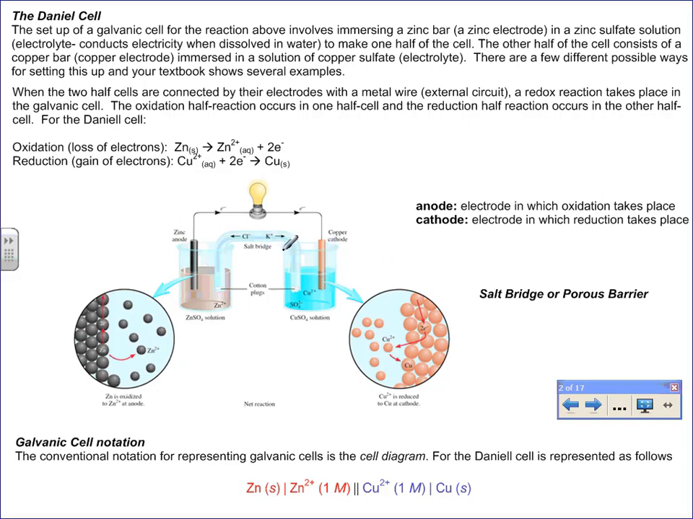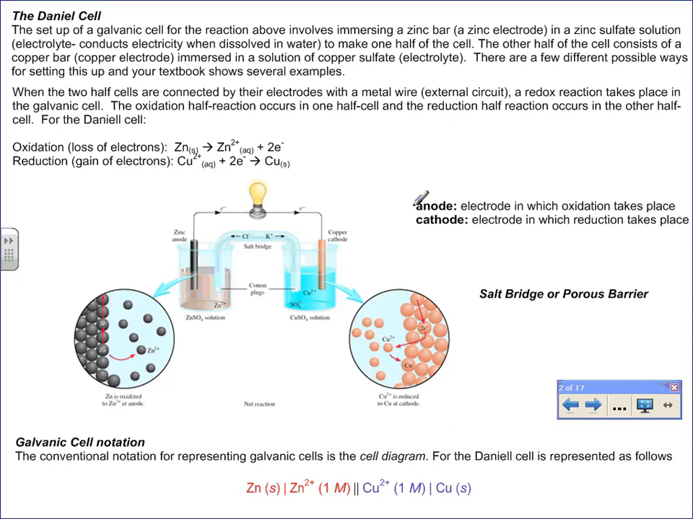By separating the oxidation reaction from the reduction reaction and allowing the electrons to travel from one to the other, we are able to harness the electrical energy. So if we've got a light bulb here, we can turn that light bulb on if there's enough voltage produced by this reaction. Now I've used the words anode and cathode.